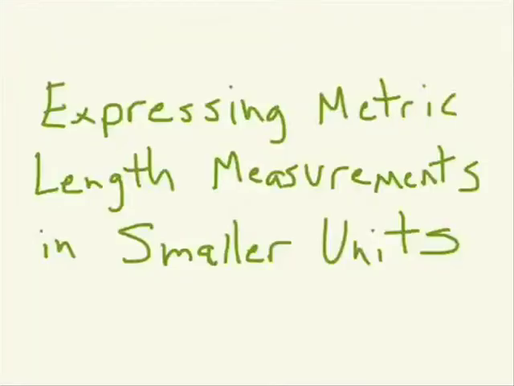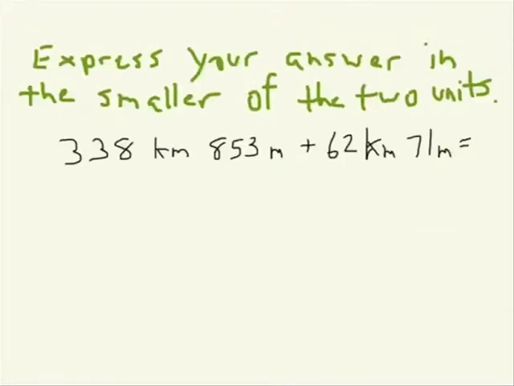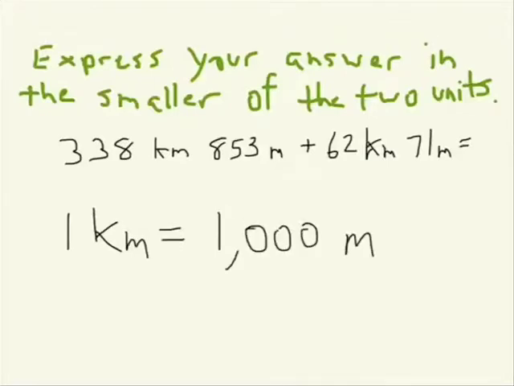Welcome. This lesson covers expressing metric length measurements in smaller units. I know that's a mouthful, so let's work on this strategy together. In this problem, I'm going to express my answer in the smaller of the two units. So if you look at the problem here, I see the units as kilometers and meters. So I'm going to express my answer in the smaller unit, which is meters. So one thing I have to keep in mind is that 1 kilometer equals 1,000 meters.